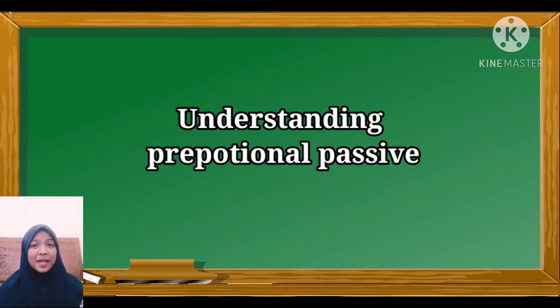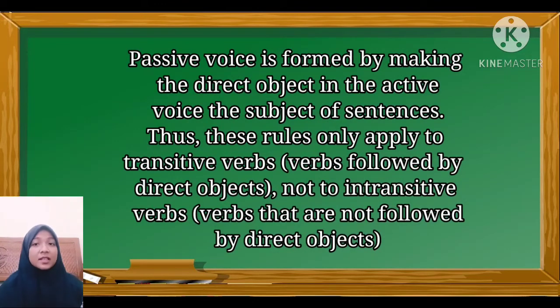Understanding prepositional passive. Passive voice is formed by making the direct object in the active voice the subject of the sentence. Thus, these rules only apply to transitive verbs, or verbs followed by a direct object, and not to intransitive verbs or verbs that are not followed by a direct object.